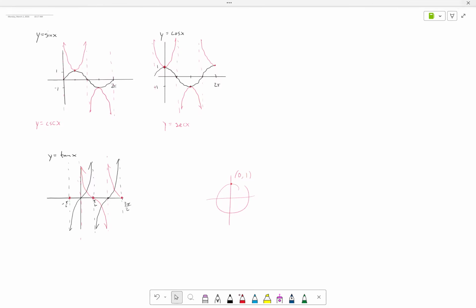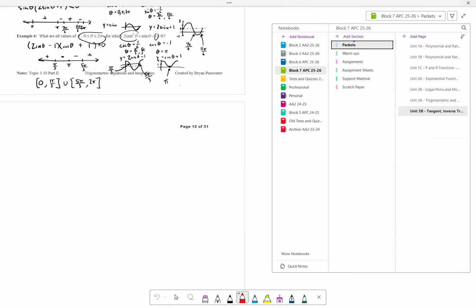Okay, so let's get to the packet. That's the most sensible, 0 to pi. It still goes on. I just limited my range. I should continue here to be consistent.